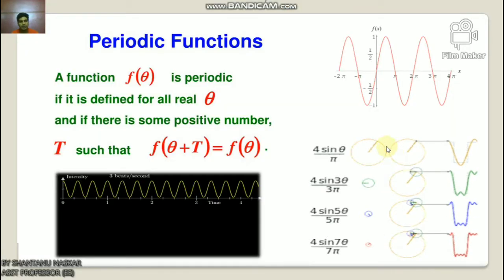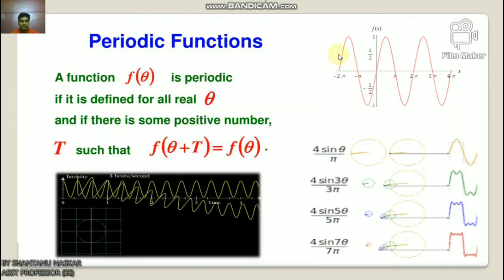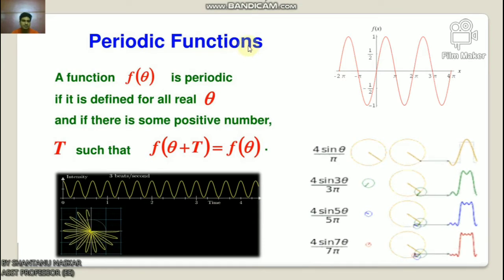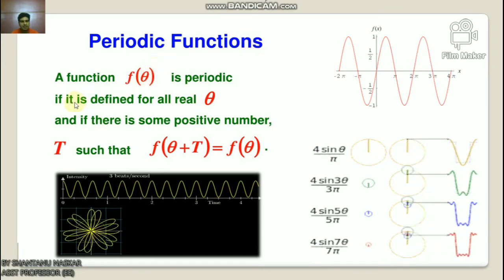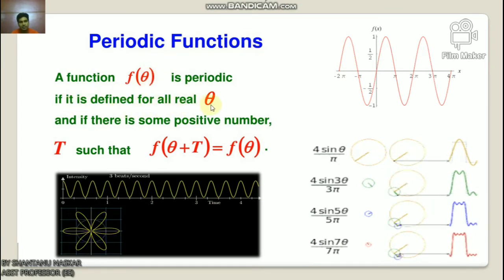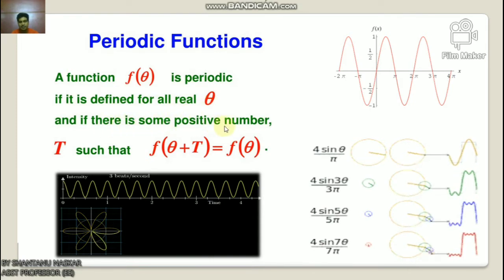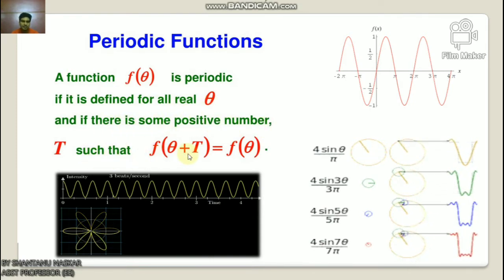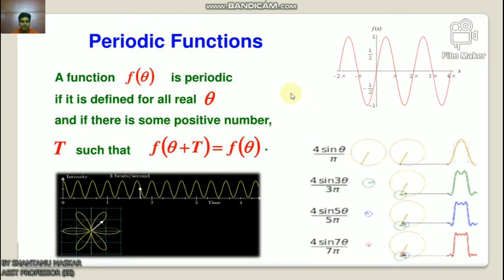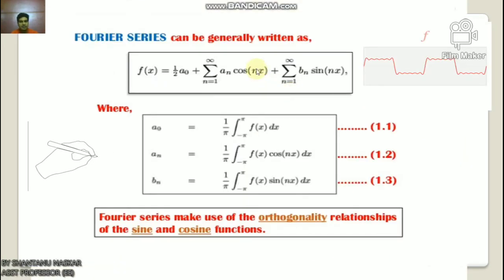Before knowing the Fourier series and transform, you have to know what a periodic function is. A function f(theta) is periodic if it is defined for all real theta, and if there is some positive number T such that f(theta + T) = f(theta). So let's come to the point, Fourier series.